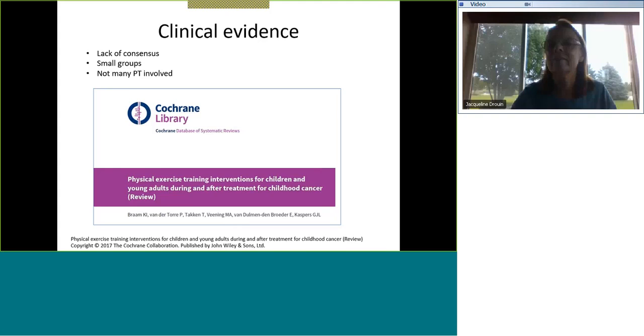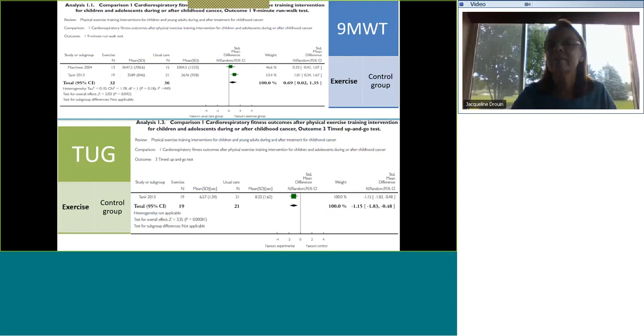And the Cochrane Library published this review last year, and the conclusions were that both in the 9-minute walk test and the up and go test, the exercise group had better cardiorespiratory fitness than the control groups. As you can see, they use the 9-minute walking test instead of the 6-minute walking test for measurement, which supports the lack of consensus that we have worldwide as pediatric physical therapists. So there should be a standard for what we're looking for. I invite you all to read this review. They left a lot of research out of the review, since it did not include the 9-minute walking test or did not include control groups and others.